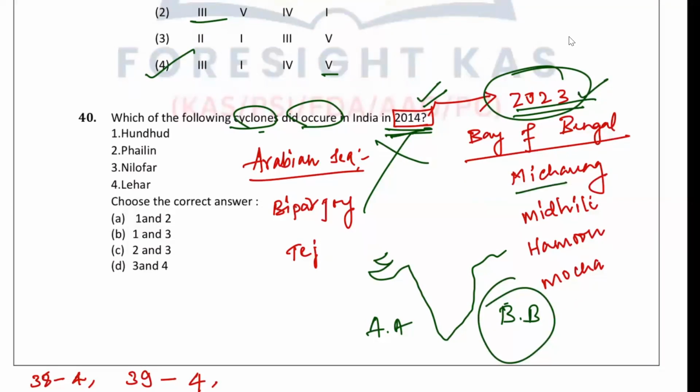Michaung, Midhili, Hamoon, Mocha. So these are the cyclones which occurred recently, in 2022 to 23. In the Arabian Sea, Biparjoy and Tej occurred recently.